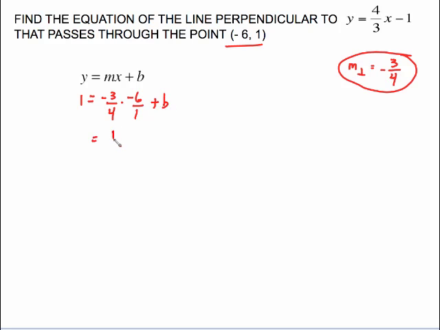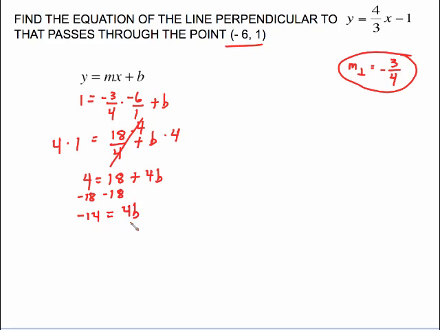I could reduce this, but I'm not going to bother. Just multiply it up. The reason I didn't reduce is I'm going to get rid of that fraction right now by multiplying everything by the denominator anyway, so why waste time? 4 cancels out, I get 18 plus 4b. Solve your equation, subtract 18 from both sides, which gives us negative 14 equals 4b. Divide both sides by 4. And now I'm going to reduce this. This reduces by 2 and I get negative 7/2.